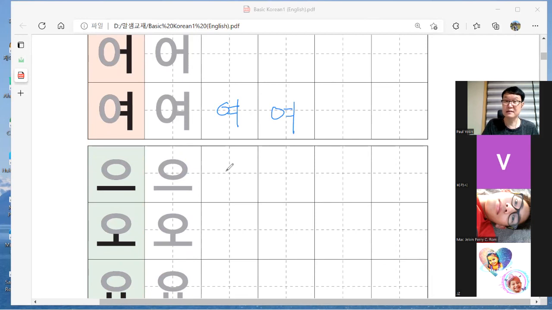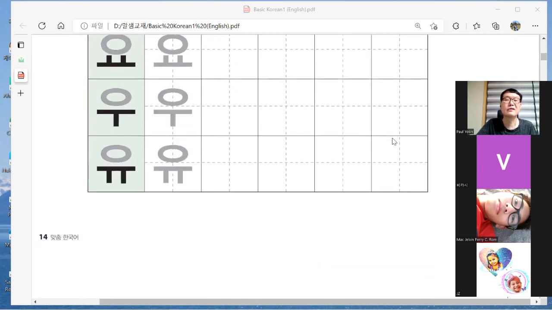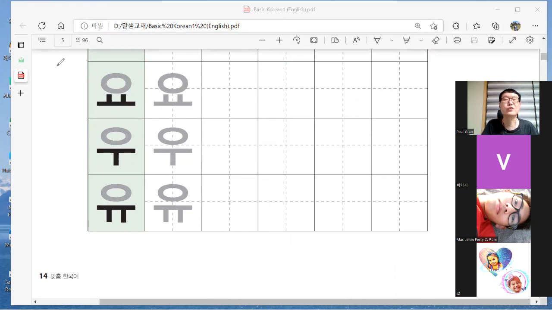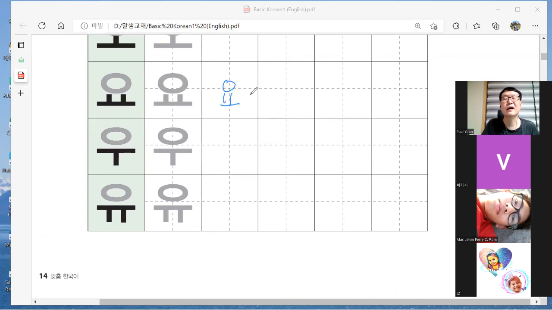When you write, write from left to right, like this. This is not correct. Only from left to right. Okay, yo, and yu, like this. All right, it's not difficult, right?